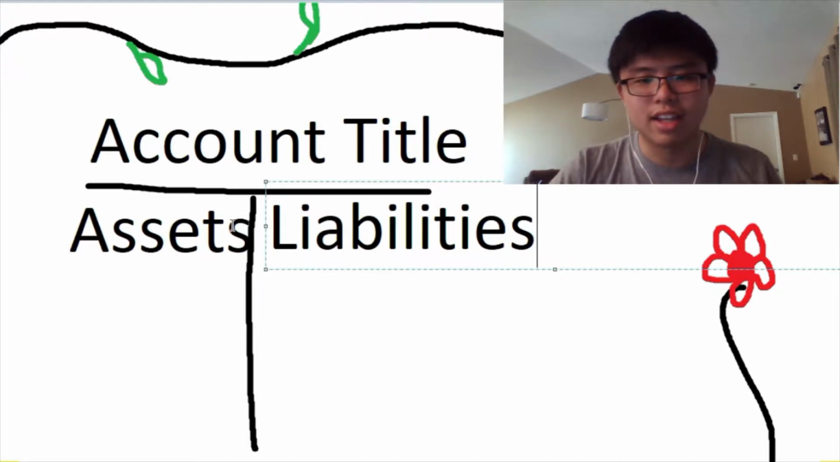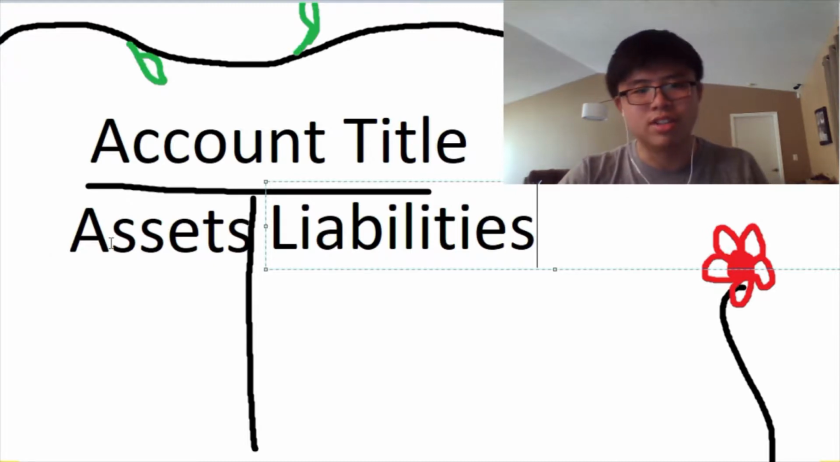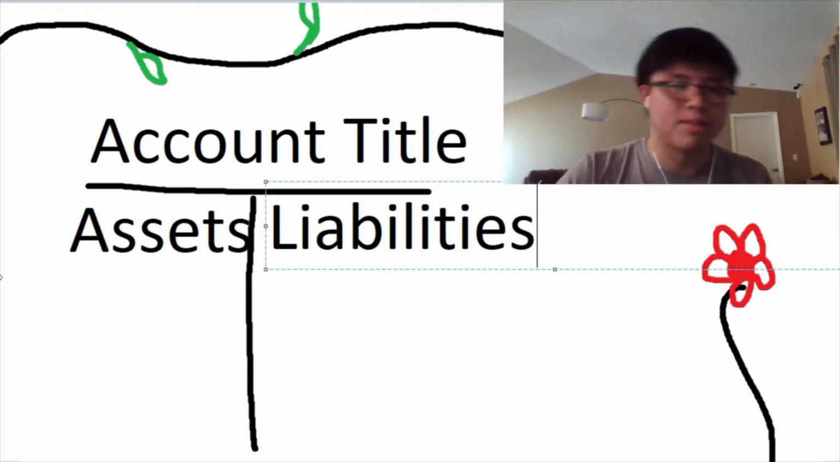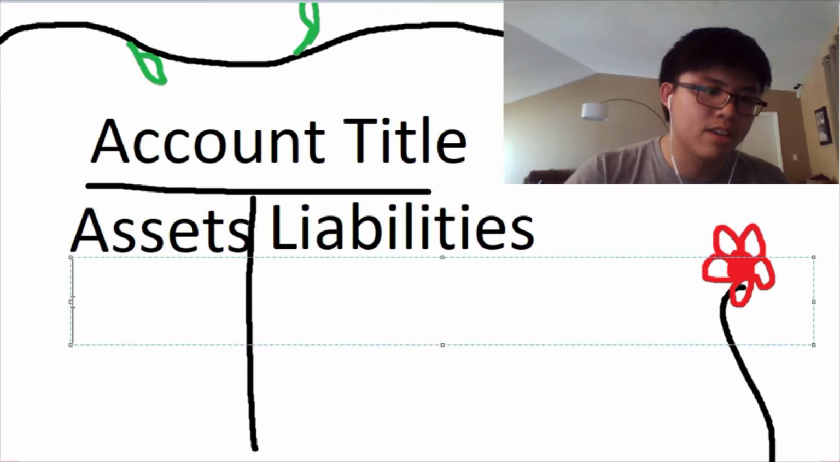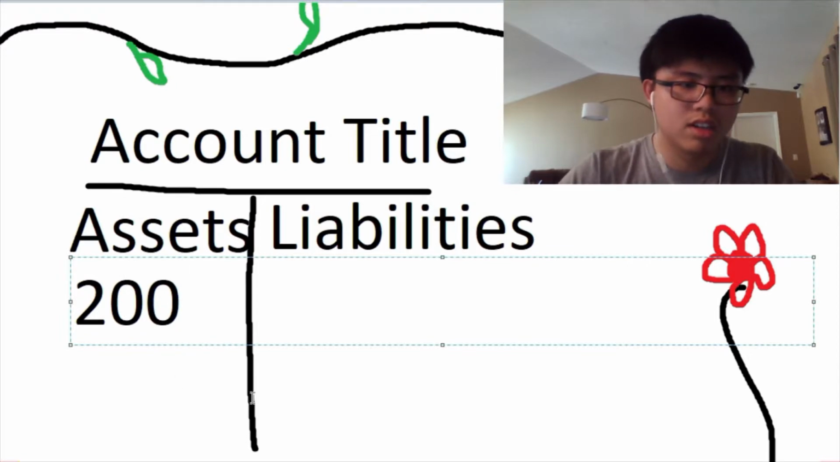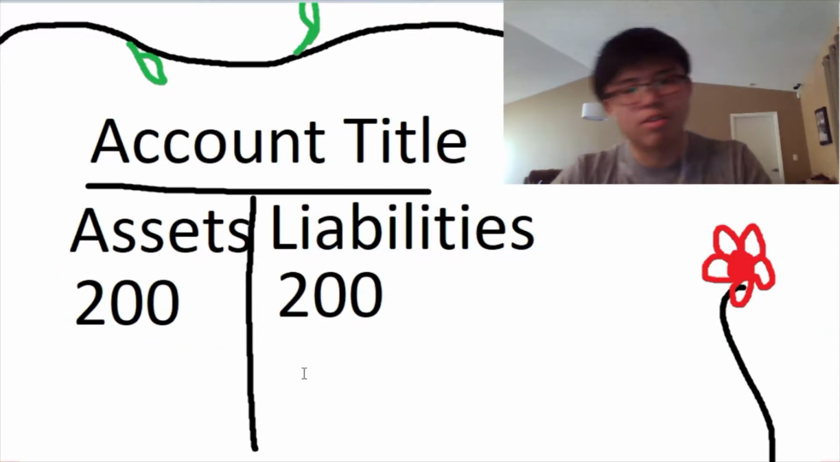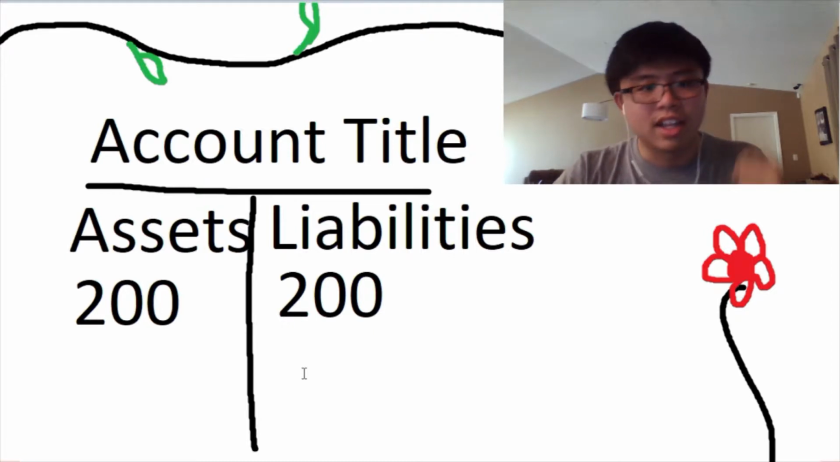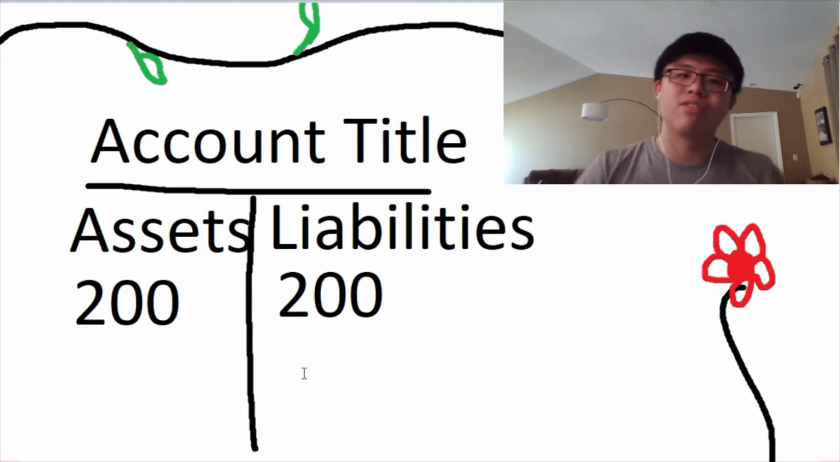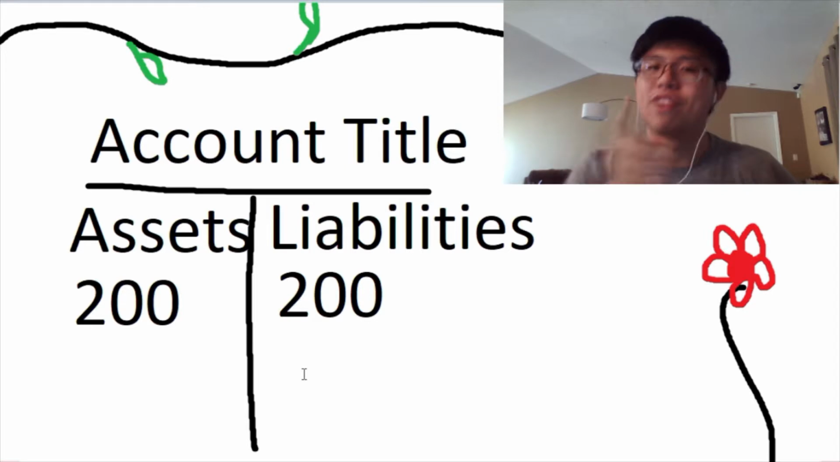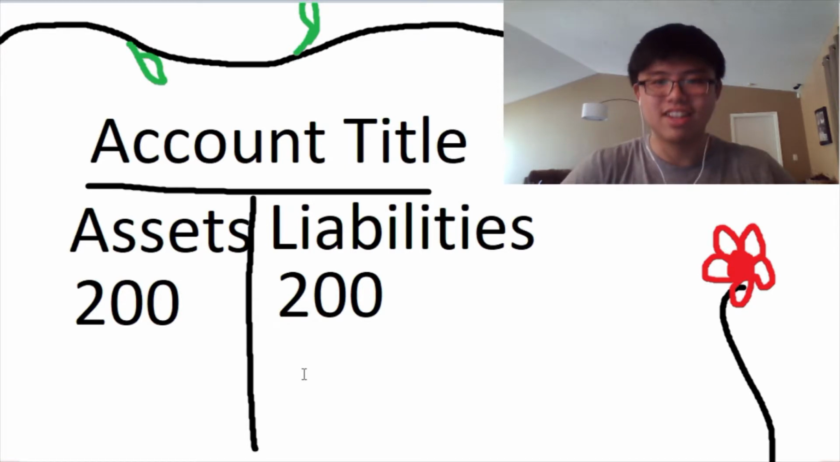Something to keep in mind is, in your T account, you should always have a balanced one. Putting in some example value here would be, for example, 200. 200 again. See, these values are equal. After you fill in your values and your account titles, you would have finished your first T account.